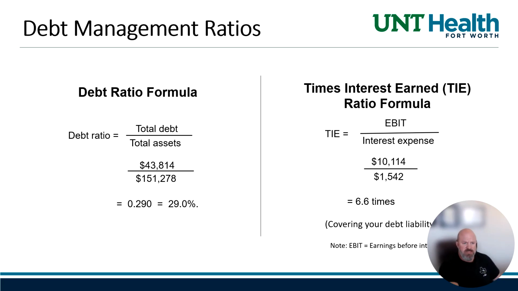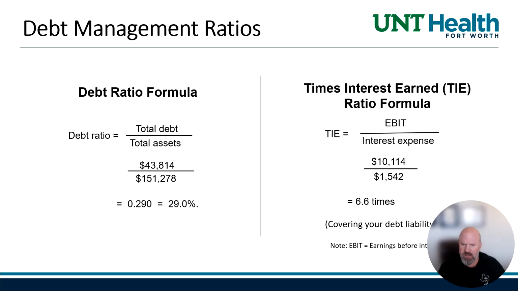Some debt management ratios: your debt ratio formula and your times interest earned ratio formula. Your debt ratio is your total debt divided by your total assets. That's pretty quick, pretty easy to do. Once you have a number for those, your total debt, divide that by your total assets and get 29.0% for Riverside.